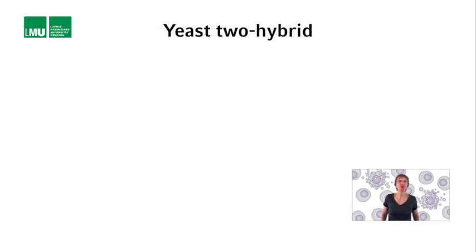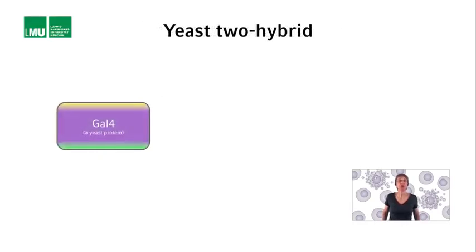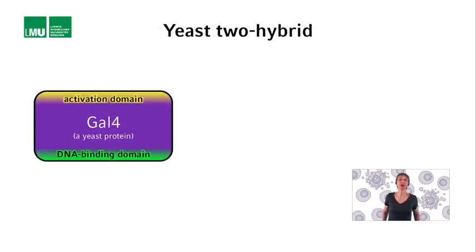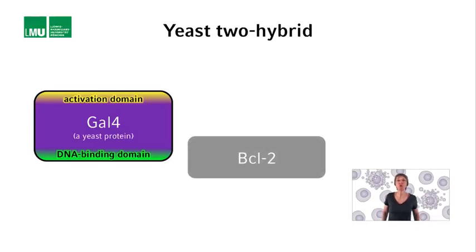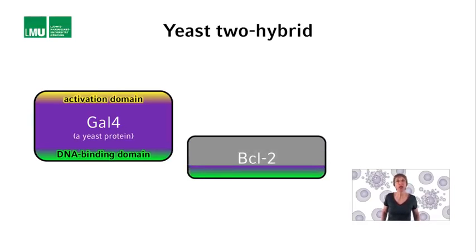Now back to the Yeast-2 hybrid system. The GAL4 protein of the baker's yeast Saccharomyces cerevisiae is such a transcriptional activator with a DNA binding domain and an activation domain. What is done for the 2 hybrid system is that yeast cells are genetically engineered so that they synthesize a fusion protein composed of the DNA binding domain of GAL4 and the protein of interest, in our case BCL2. This fusion protein is called the bait.